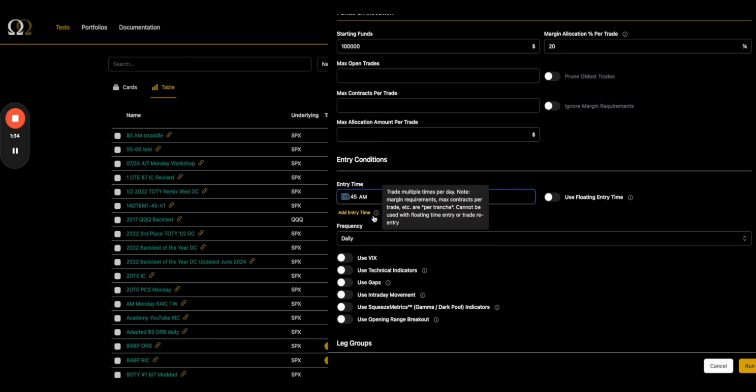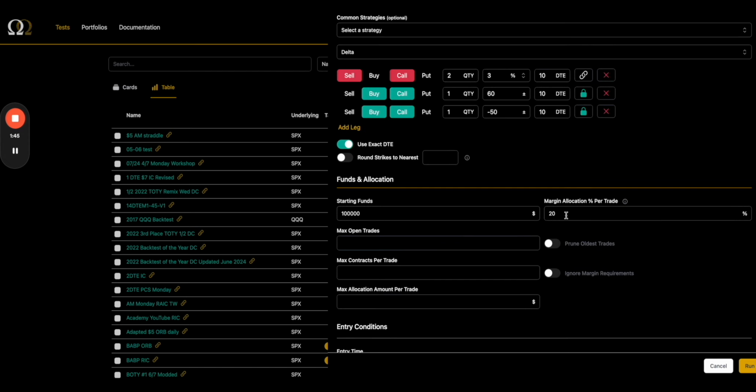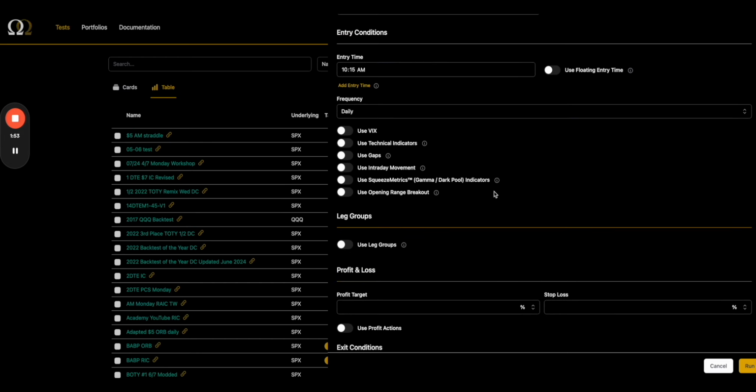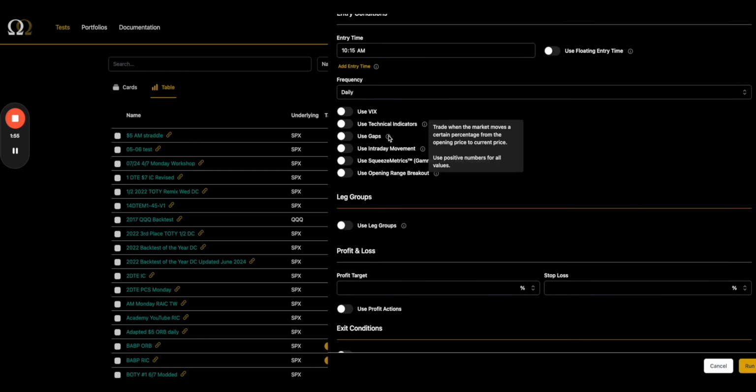Let's do it after the news. I don't want to fit this. We'll just do 10:15, it should be fine. And we're just going to start out with the 40K at 5%. And what else do we want? We're going to try to leave it not fitted.